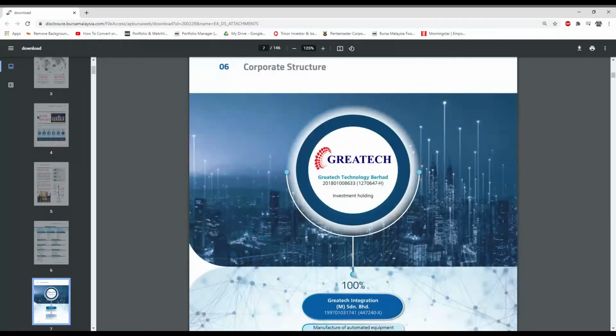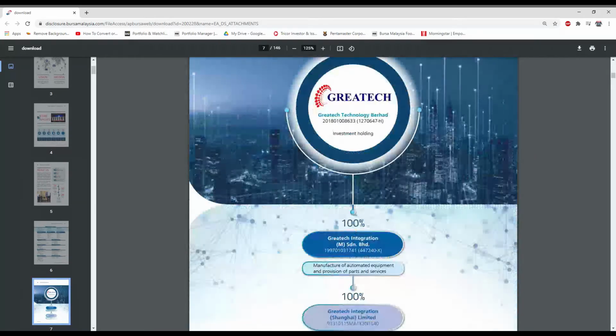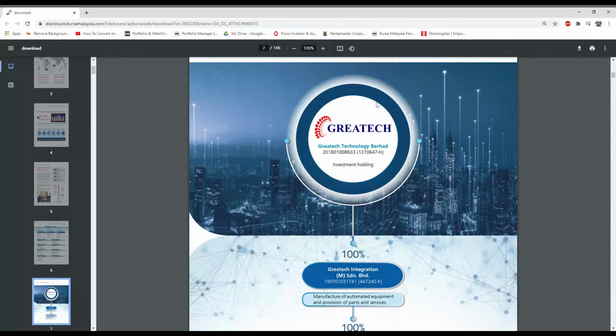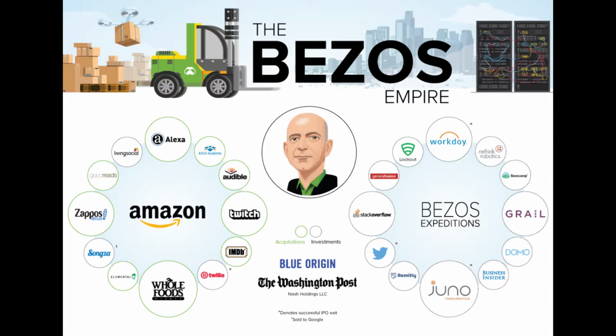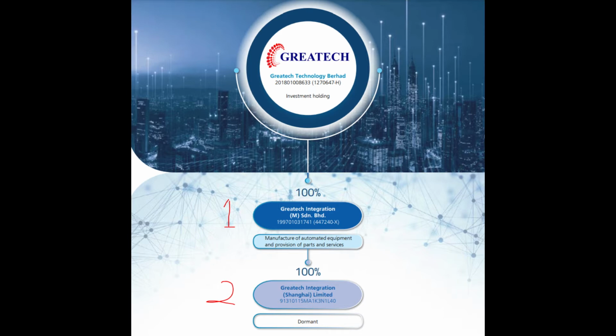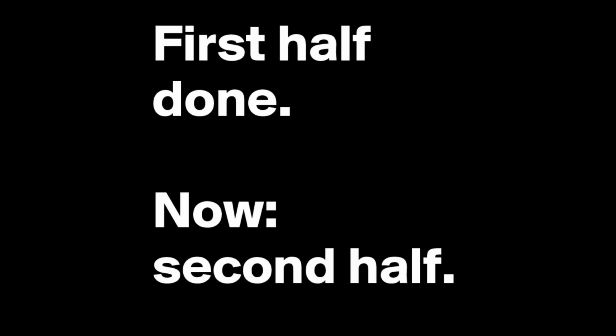Next is the corporate structure, which basically tells you how big the company is. Some companies will have many small business entities branching out from its main subsidiary, whereas some may be like GreaTech, who only have 1 to 2 main subsidiaries. So that covers the first half of this segment.